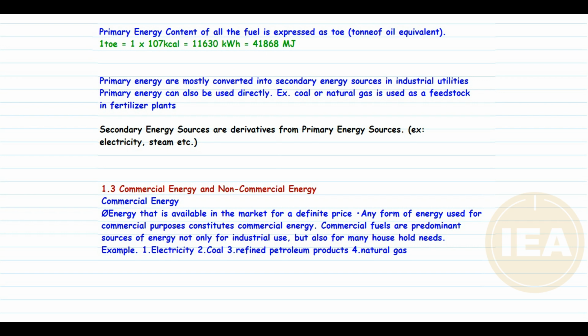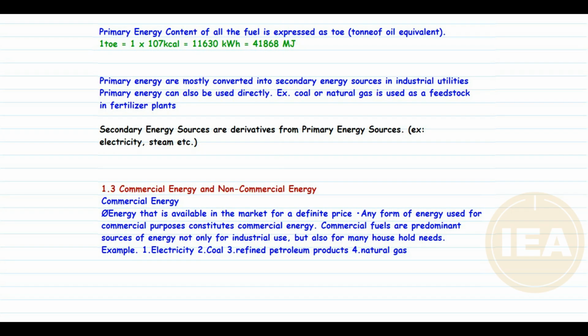Primary energy is mostly converted into secondary energy sources in industrial utilities. So in industries, primary sources are converted into some other form. For example, in thermal power plants, coal is converted into electricity. So electricity is the secondary energy and coal is the primary energy. Primary energy can also be used directly. So directly taking it from the earth's surface, you can use it. Example, coal, and natural gas is used as feedstock in fertilizer plants.